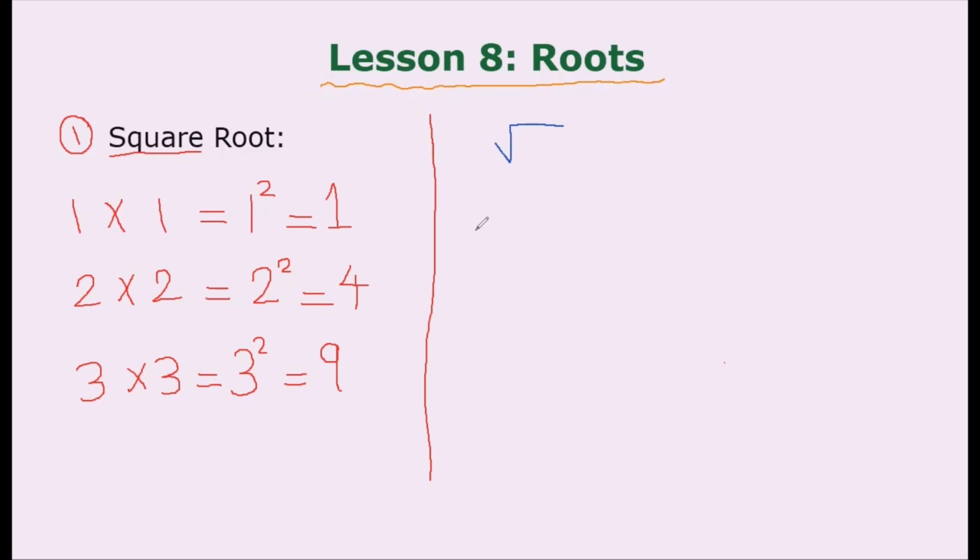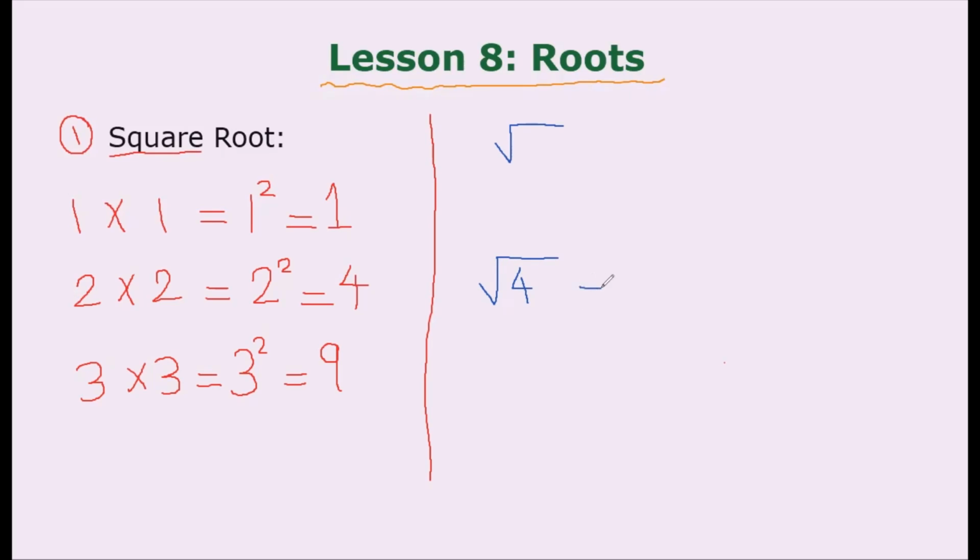Let's take an example of this. We put the number under the radical sign. Let's try to find the square root of 4. So we write 4 under the radical sign, like this. What's the meaning of this sign here? It's the radical sign, and it represents the square root. How can we read this? We can read this by saying the square root of 4.